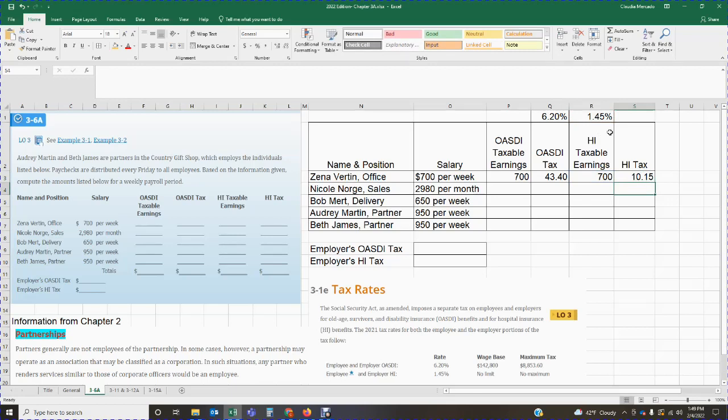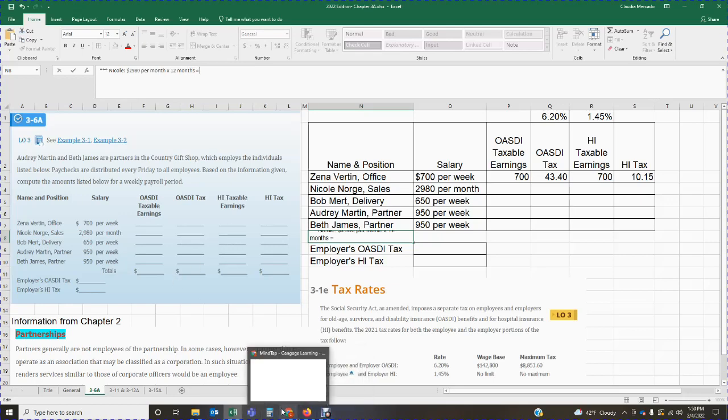Okay, so we're going to do the same thing for the next employee, but now Nicole's a little bit complicated. Nicole makes $2,980 per month. So we need to know how much Nicole makes in a week. So we're going to have to do an extra calculation, and I'm going to do a little calculation down here. So for Nicole, I'm going to get the $2,980 per month, and I'm going to multiply it by 12 months.